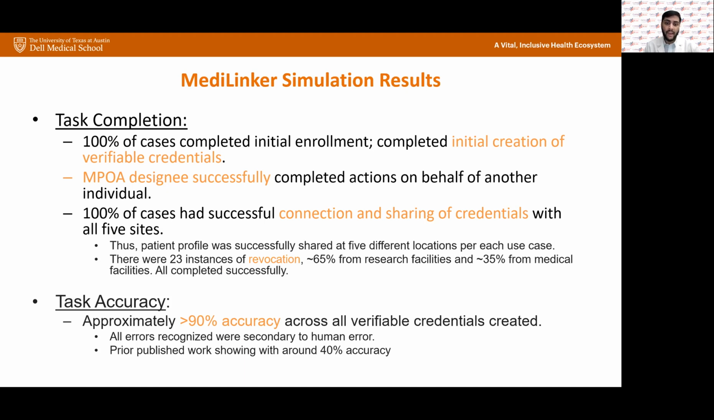In regards to data accuracy, we found that there was slightly over 90% accuracy across all verifiable credentials at the end of our simulation. We found that all errors were due to mistakes with human data entry. For context, prior iterations of MediLinker, which relied more heavily on patient-led input rather than provider-led credentialing, had a data accuracy of about 40%.